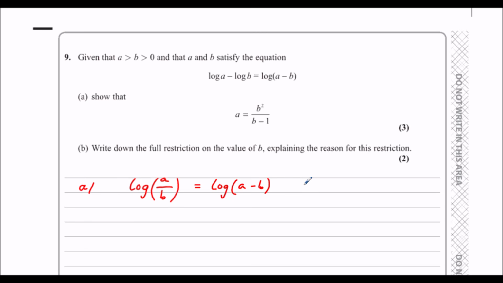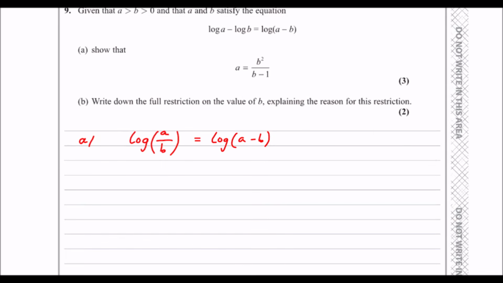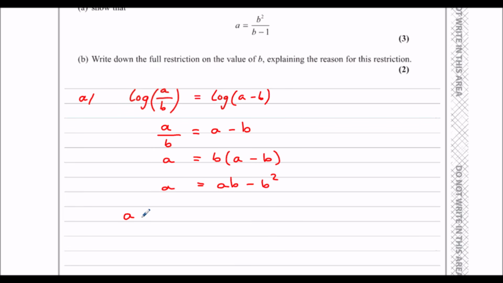And because both sides have got a log on and they're equal, that means a over b must be equal to a minus b. So we can just get rid of the logs and just say a over b is equal to a minus b. Then we're just rearranging, so multiply both sides by b. So a equals b times a minus b. Then we can expand the bracket. So b times a is ab, b times b is b squared. We want the b squared to be positive, so let's bring the b squared over, so plus b squared to both sides.